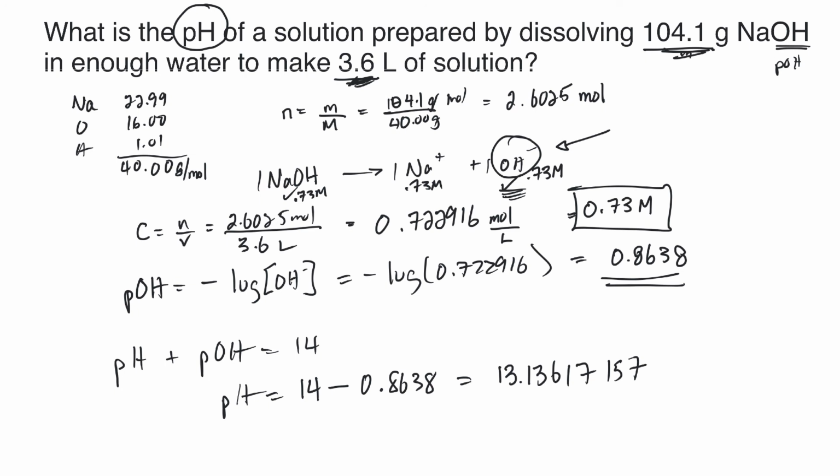So now they say I need to round to 2 sig figs. So sig figs with pHs are always decimal places. So my answer would be 13.14. That would be the pH of that solution. In other words, not very acidic at all. It's very, very basic. Okay, hopefully that helps you with that question.